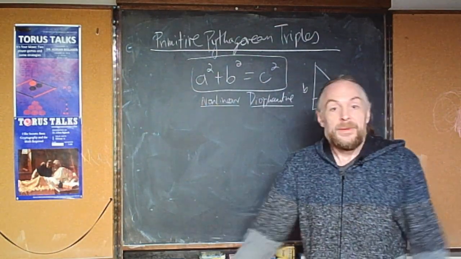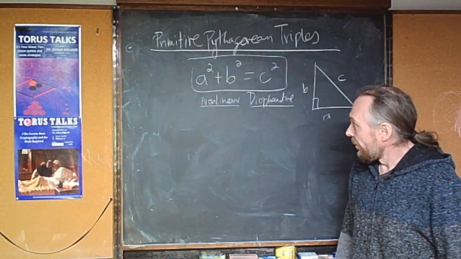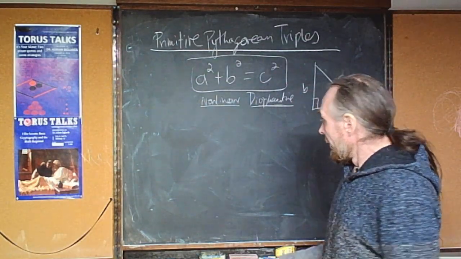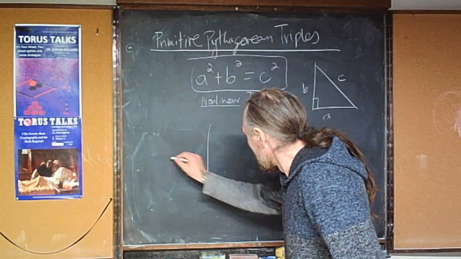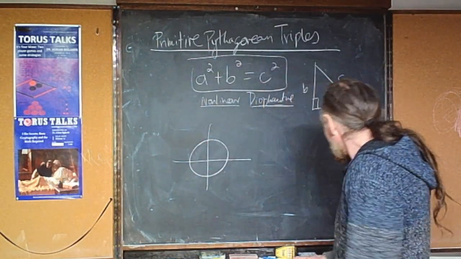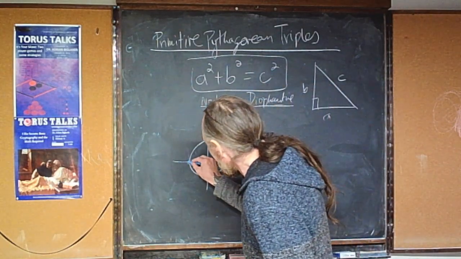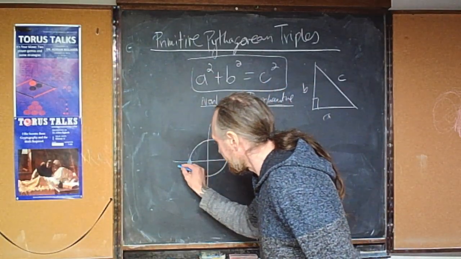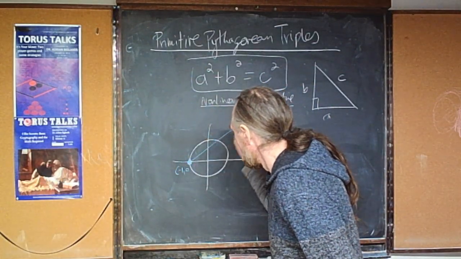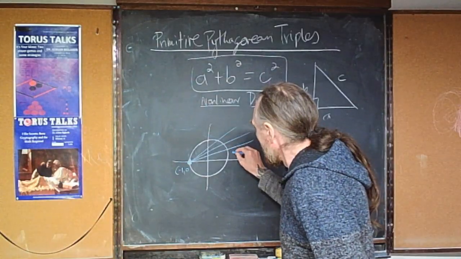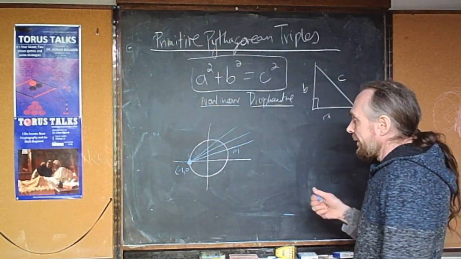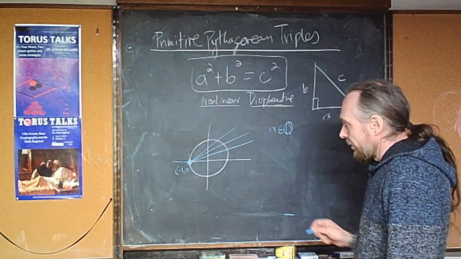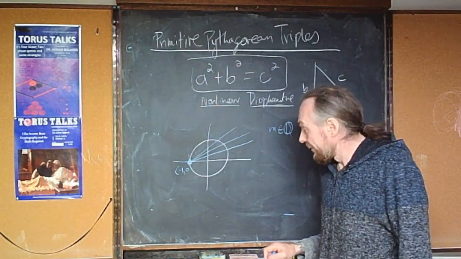This problem is thousands of years old, people have been working on it. So what we want to do is talk about primitive ones. Now, I think last time I started this, we're going to use the unit circle, and we're going to use the point -1, 0. And then what we're looking for is that we want the slope m to be rational. So we're looking for the rational parameterization of the unit circle.